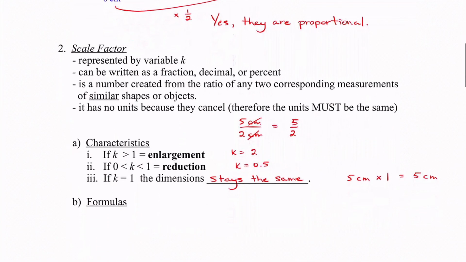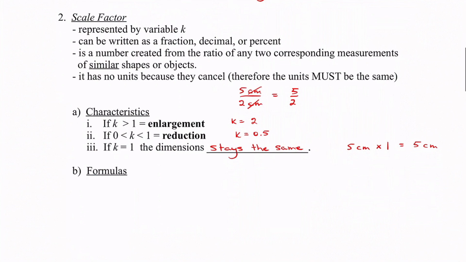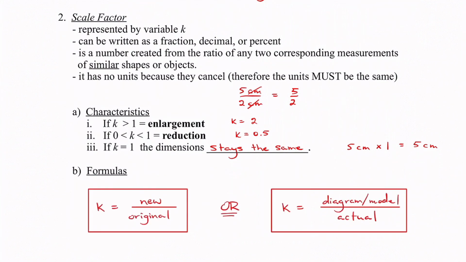Next, we have some formulas that we're going to be using when we're calculating our scale factor. There's going to be 2 of them, and there they are right there. So the first one is K. Remember, K stood for scale factor. You just take the new measurement that's given and then divide by whatever the original measurement was. Or you could have maybe a diagram measurement or a model measurement, and you're also given an actual measurement. So that could be like a model airplane wingspan and then an actual airplane's wingspan.